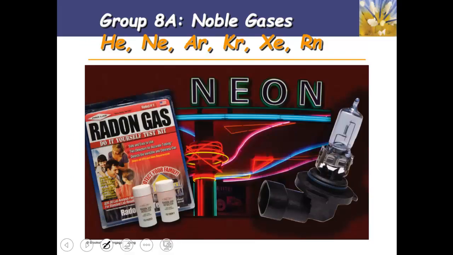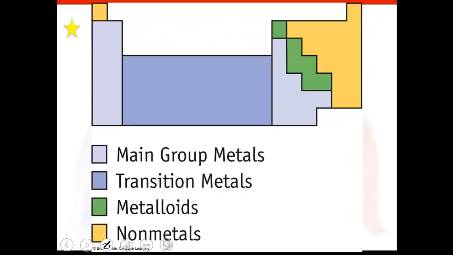And then group 8A are called the noble gases. And they're called noble, or they're also called inert. Okay, inert. And that means they don't react. Now, the heavier ones will react with some other chemicals, but we kind of have to force them to do that. As a rule, the noble gases tend not to want to react with anyone.